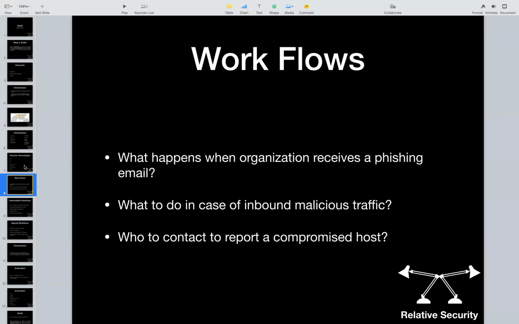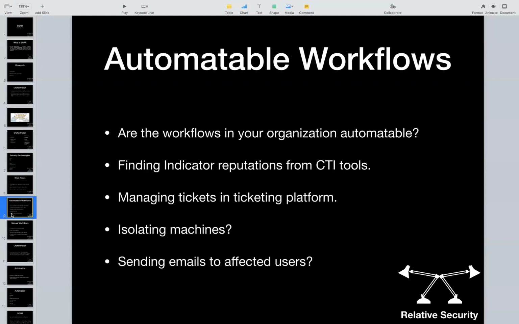But when we are talking about SOAR, we have to talk about the orchestration of these workflows. Are these workflows properly defined in such a way that they can be automated, or are they not in such a condition that they can be automated? So we can say that there could be some workflows that are automatable, but there would certainly be some workflows that cannot be fully automated. Let's talk about the automatable workflows.